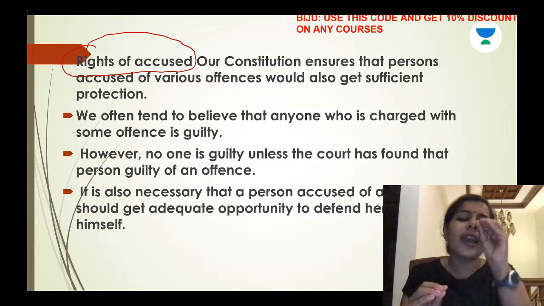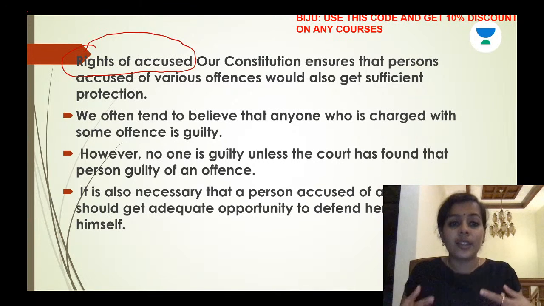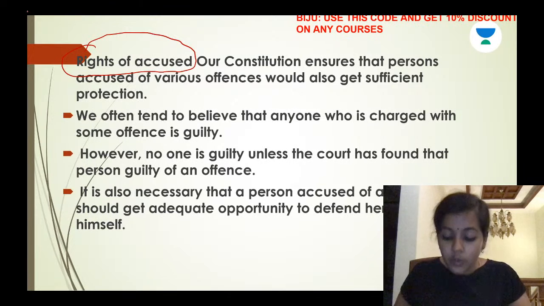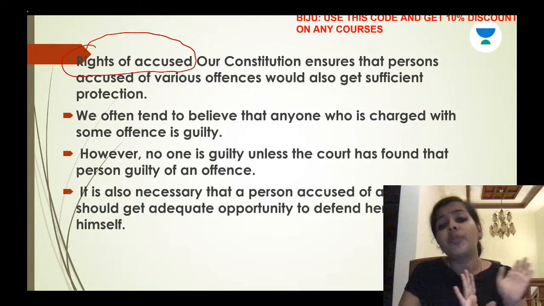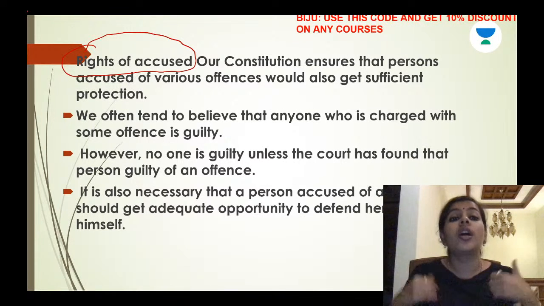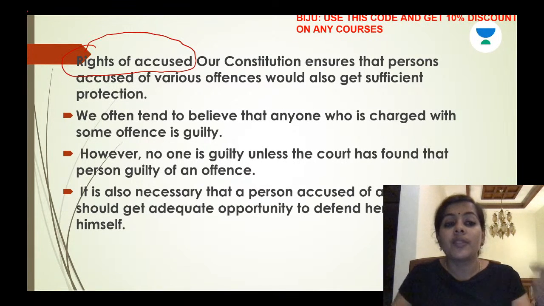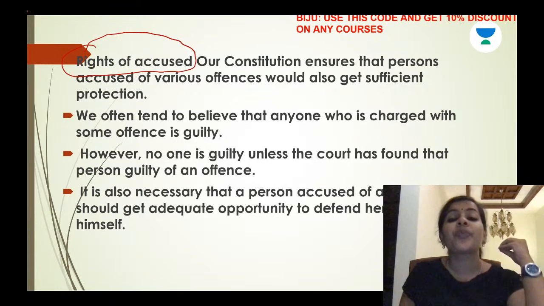Simply, somebody cannot accuse you. If you have a feeling that you are accused without any reason, you can move the court and say that I am not an accused. You want proof. That's all. So simply, somebody cannot accuse. What is the right of accused? You are an accused. Accused is a person.